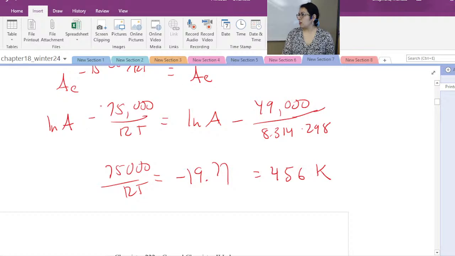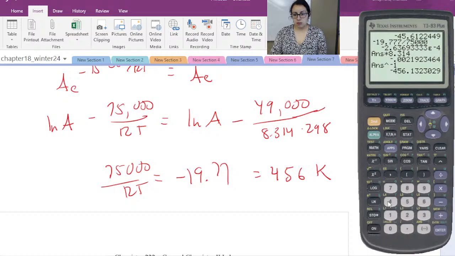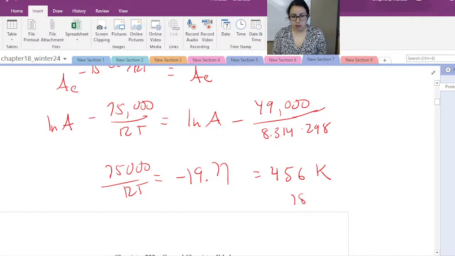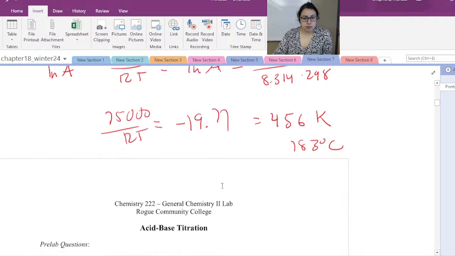So did everybody get that once we did the algebra? And then of course we can convert it back to Celsius. So about 183 Celsius roughly. Oh my gosh. All over the place today. Questions about that one?